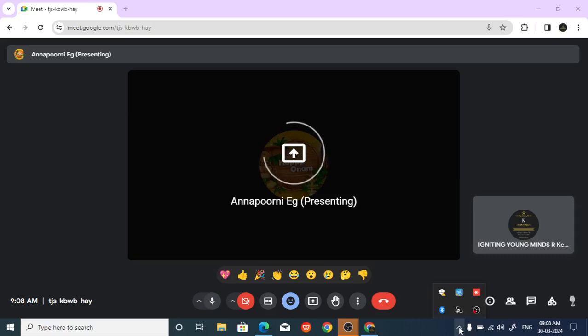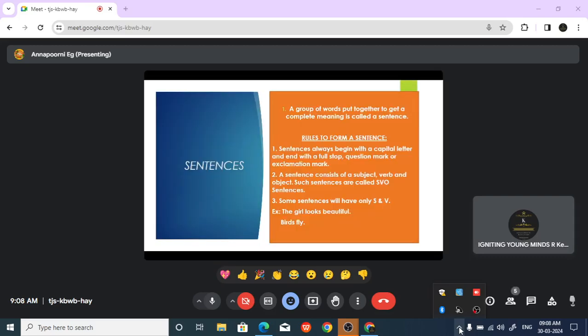Beautiful is the object. But in the second sentence, birds fly. In the second sentence, you can see there is only one subject and verb. Is there any object here? No, there is no object in this sentence, right?